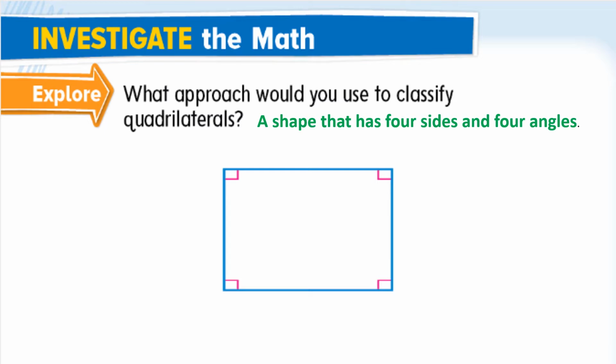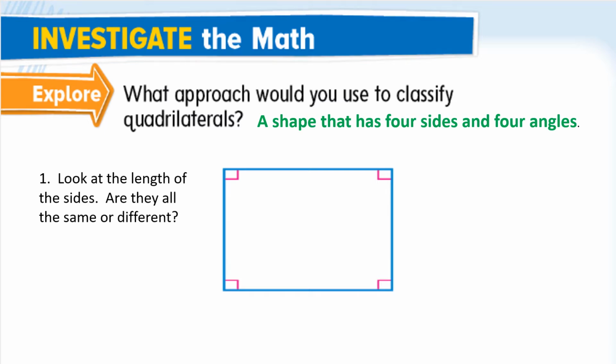So looking at this shape that you see in front of you, let's look at the length of the sides. Are they all the same or are they different? Well, as I look at this, I see that these two sides, this one and this one, are the same, and the bottom and the top, excuse me, are the same. So we need to look at side length.